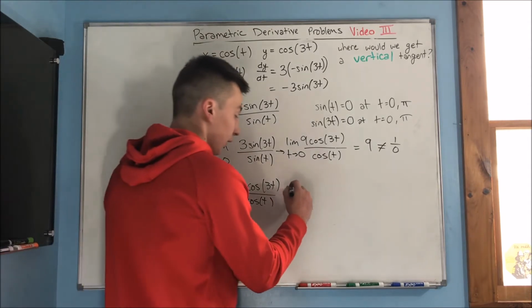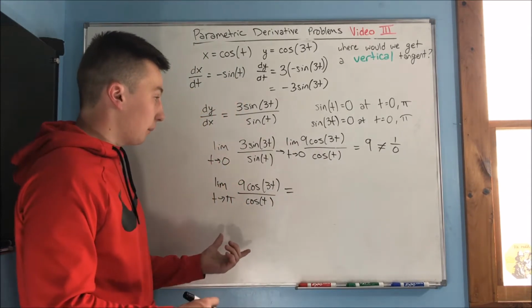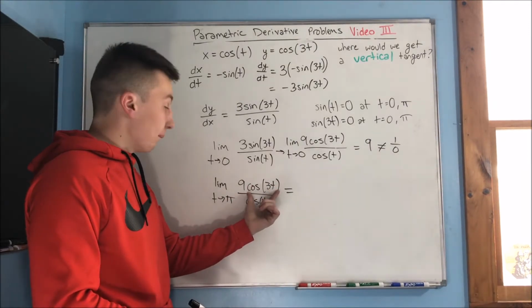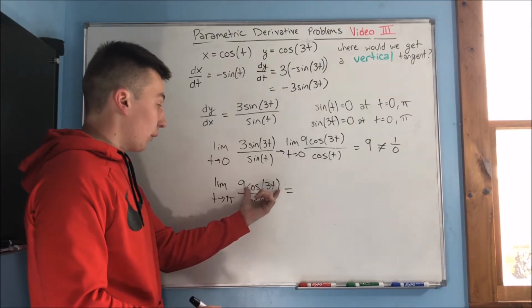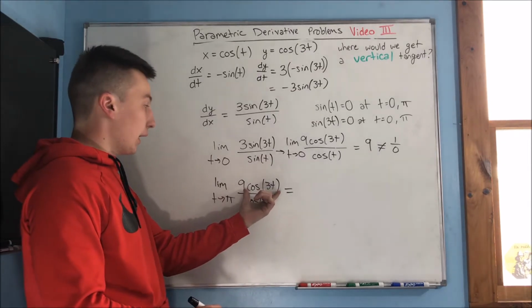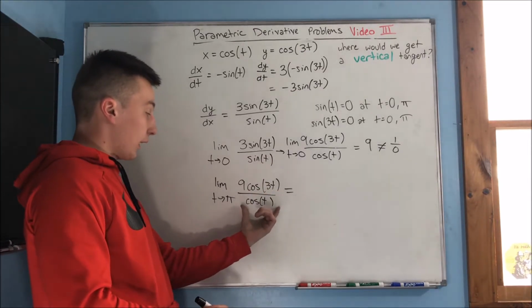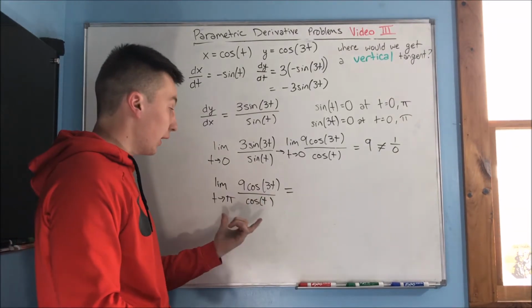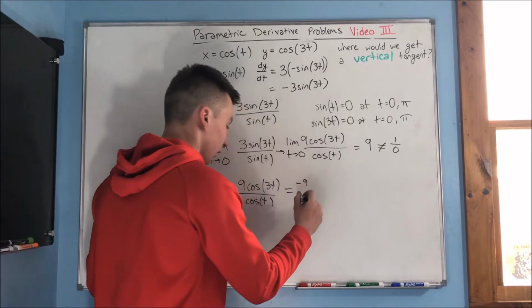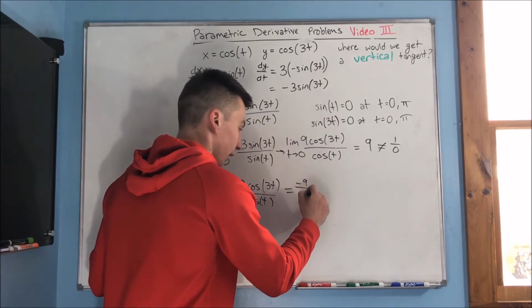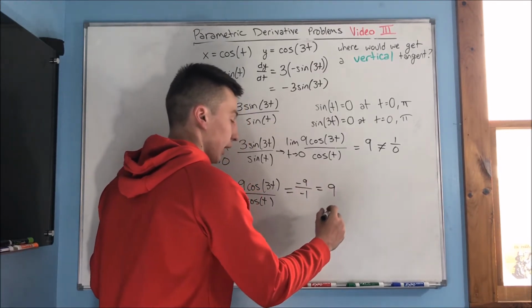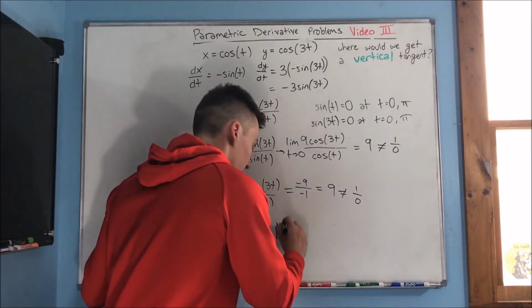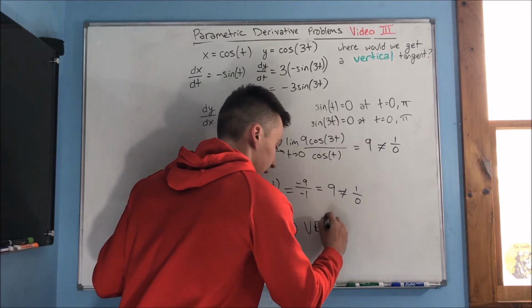Now, that is just going to end up being 9 again, because cosine of 3 pi is just going to be negative 1. And the cosine of pi on the bottom, that's also negative 1. So you're going to get a negative 9 over negative 1, which is just 9. Since that is also not equal to 1 over 0, we know that there are no vertical tangents.